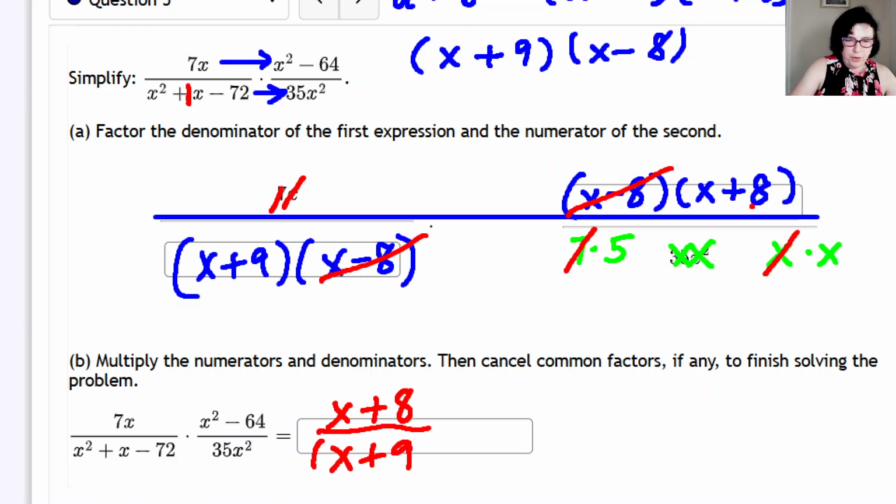Now here you have to be very careful. You want to put this in parentheses because this is like the whole thing, x plus 9. And then we still have that 5x that's left, and that's going to be on the bottom.